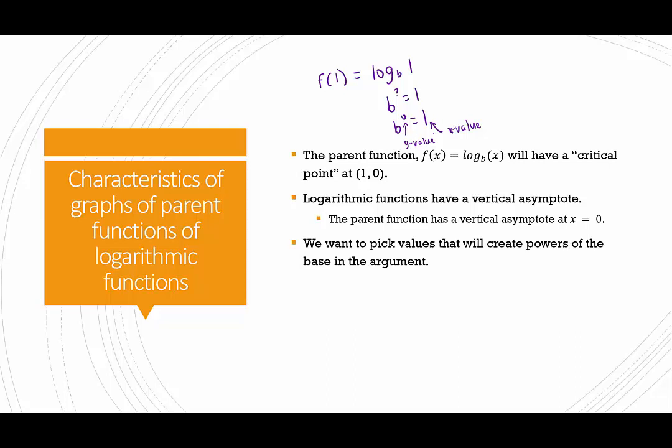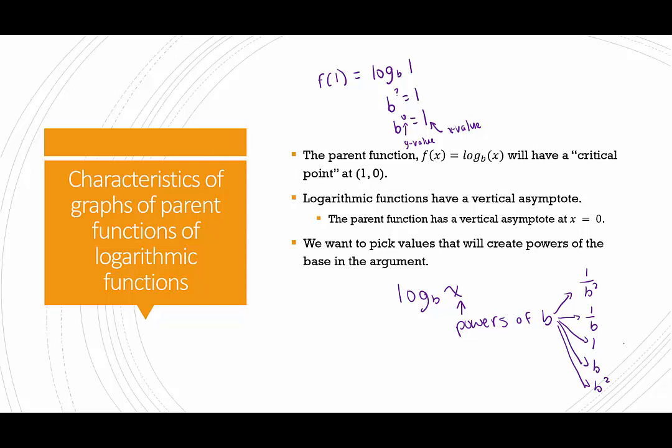And we want to pick values that will create powers of the base in the argument. So I've been using base b. If I write log base b of x, we want these x values to be powers of b. The specific ones we generally want are, a little bit weird with my base b, 1 over b squared, or that's b to the negative 2, 1 over b, just 1, we would like b, and we would like b squared. We want to know those values because the powers will be the inputs.